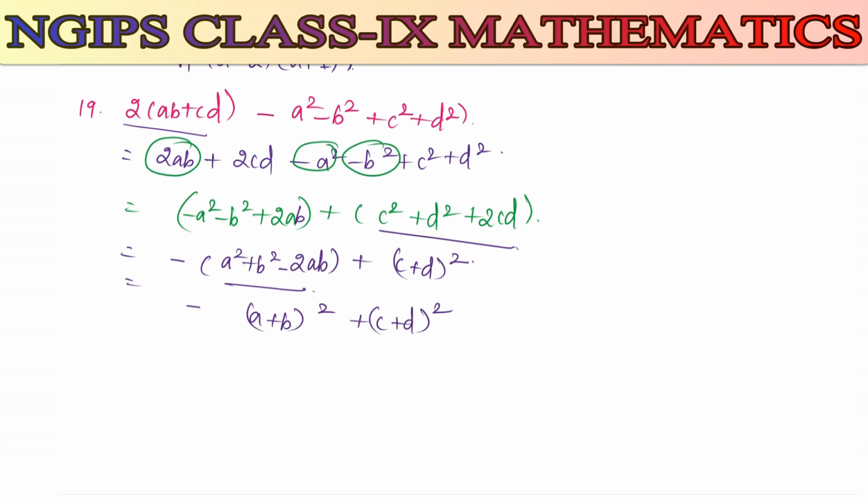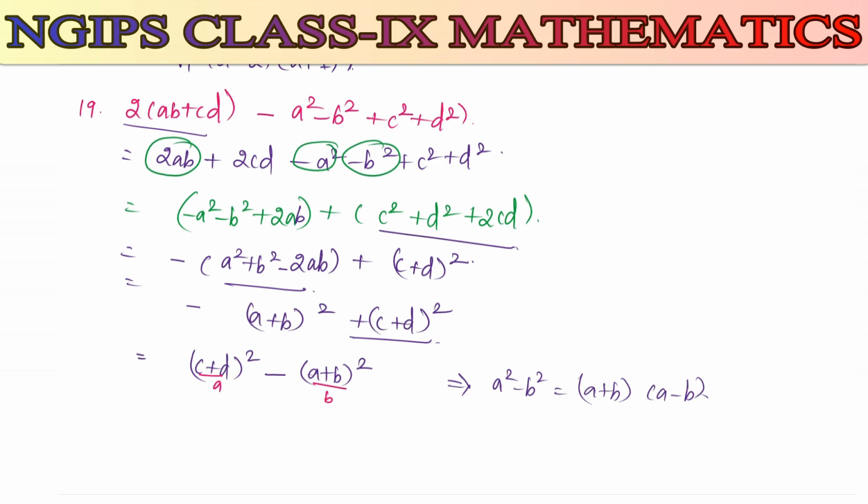Now I am going to rearrange the terms. When you rearrange the terms, you will get the positive terms first: c plus d whole square minus a plus b whole square. Now this is in the form of a square minus b square, which is equal to a plus b into a minus b. So here I take this as the value of a and this as the value of b. So a plus b means c plus d plus a plus b, into c plus d. This minus is common for both the terms, so you will get minus a and minus b. So these are the factors of the 19th one.